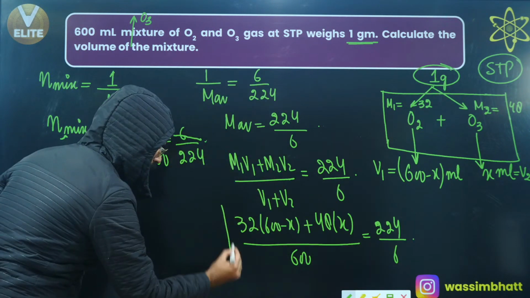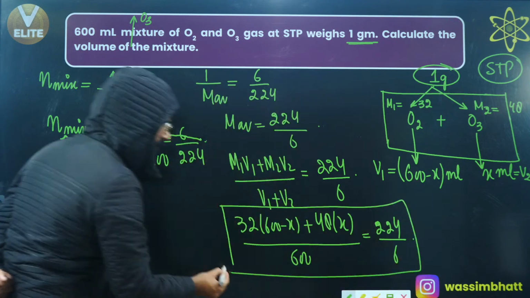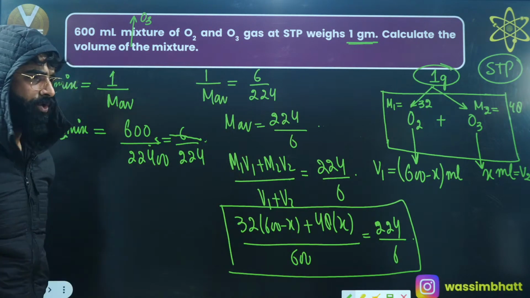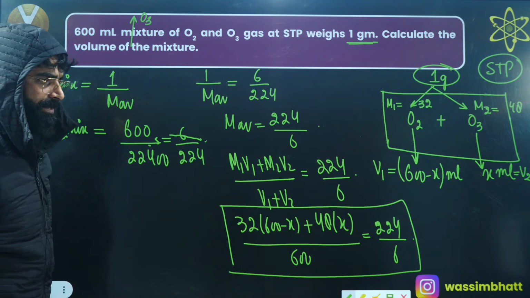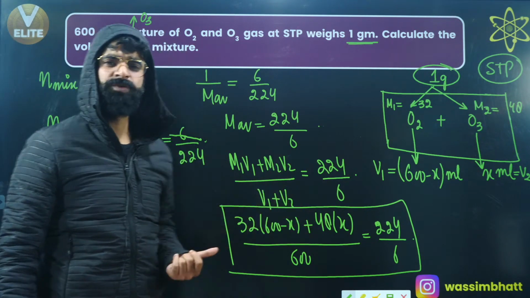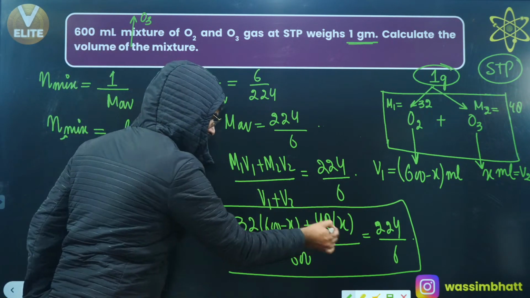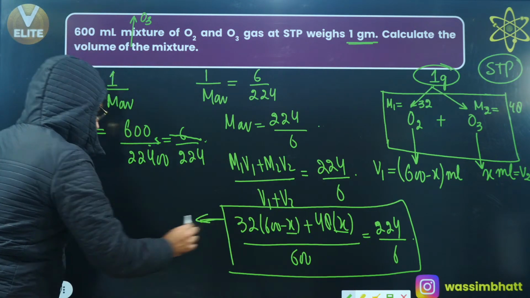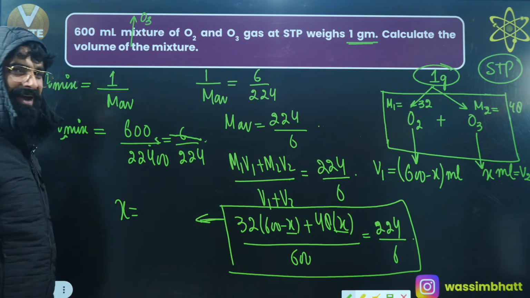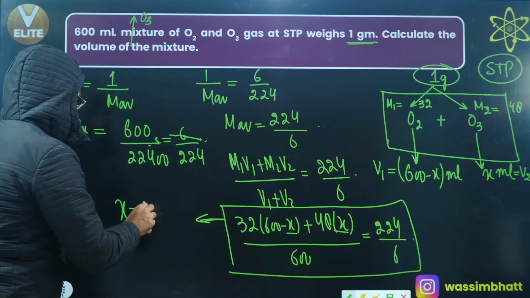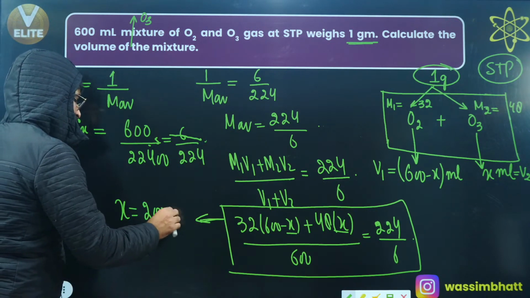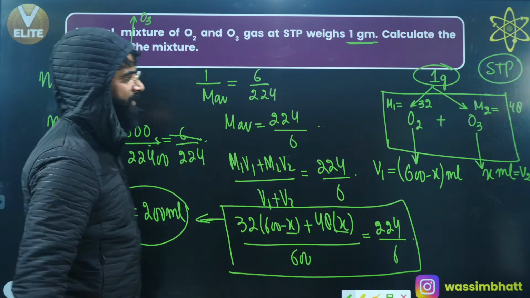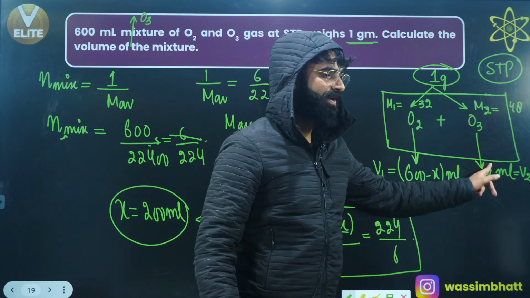Can I say you just got one equation which contains just one unknown? And what is the unknown? The unknown is X. By solving this equation, can we get the value of X? Absolutely. As far as I remember, you'll get the X value as 200 ml. What was X? X was the volume of O3 in the mixture.